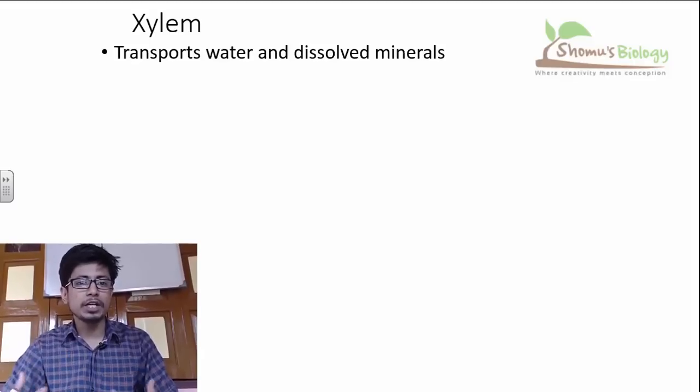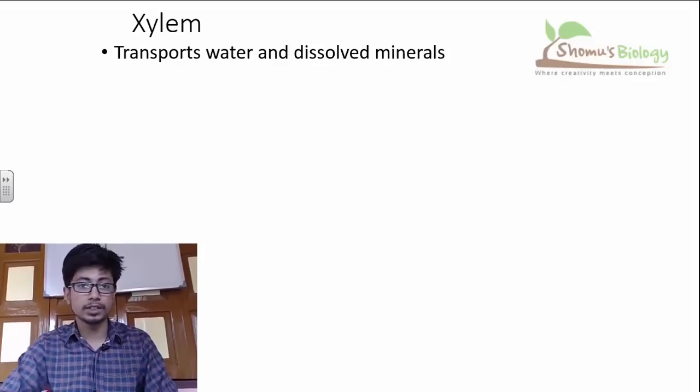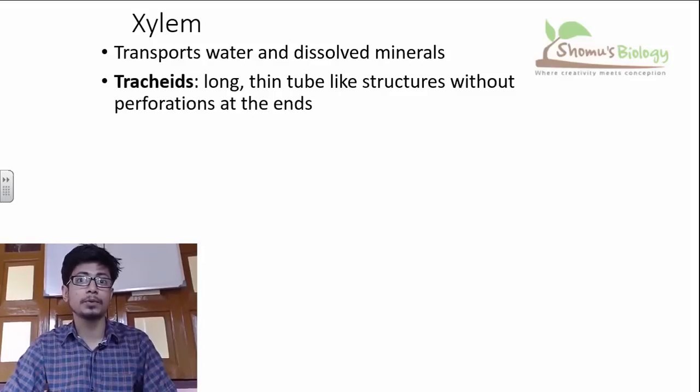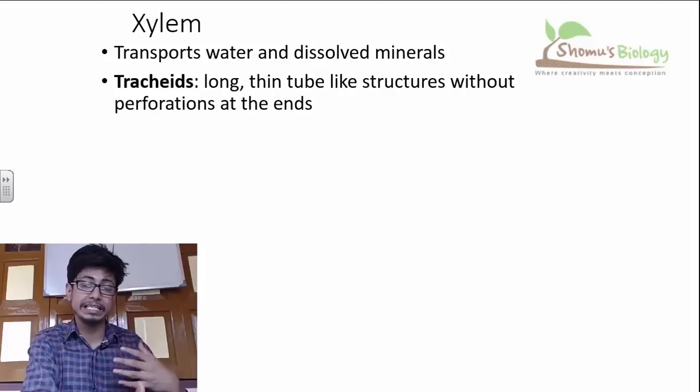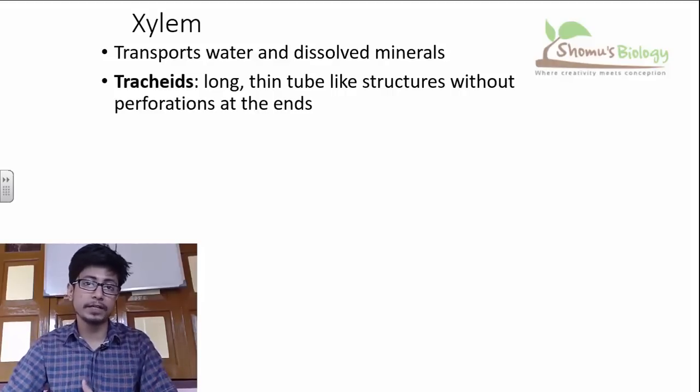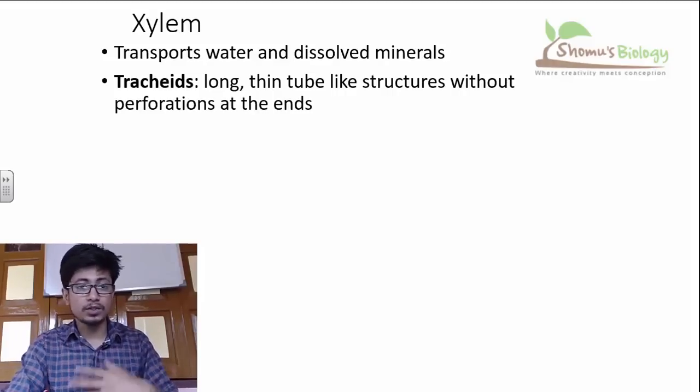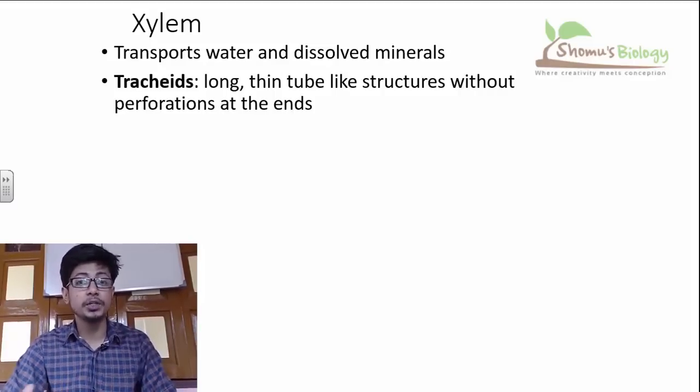Xylem transports water and dissolved minerals from the soil through the root up to the top of the plant, and they have tracheids. Different cells are present in xylem to make xylem tissue what it is. And similarly, phloem contains different types of cells that make phloem. Now, xylem contains a cell type called tracheids. Tracheids are long, thin, tube-like structures without any perforations at the end.